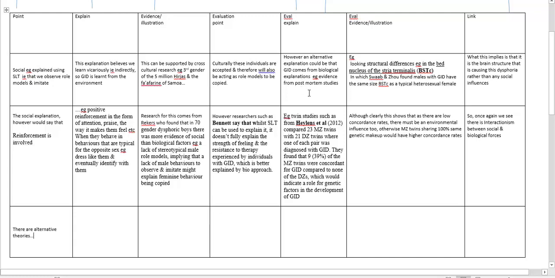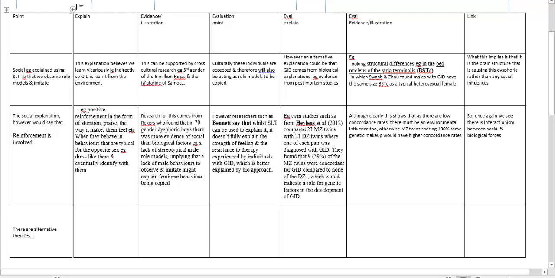An alternative explanation could be that GID comes from biological explanations and evidence from, for example, postmortems. Then I'm going to give a little bit of detail about that, and then I'm going to link it back to my exam question. What this implies is it's the brain structure that's causing this dysphoria rather than any social influences. So I'm finishing off this point, but then I'm bringing it back to my social. So the social would say maybe reinforcement is more important, it's involved.